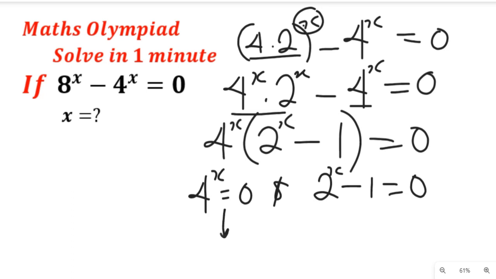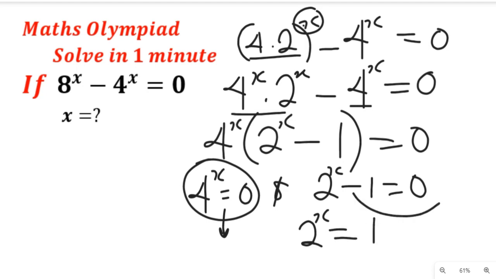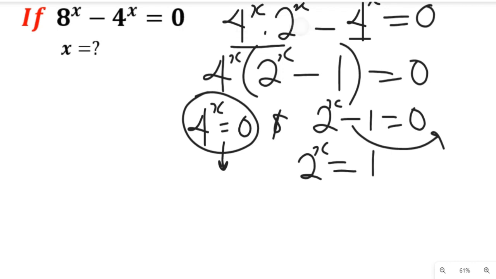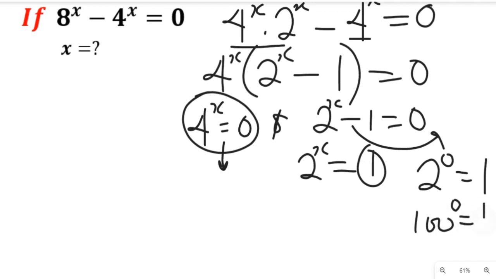So we are going to leave the first equation because it is undefined. So 2 to the power of x will be equal to 1. For this one, remember a law of indices: everything raised to power 0 is equal to 1. If we have 1000 raised to power 0, it is equal to 1.